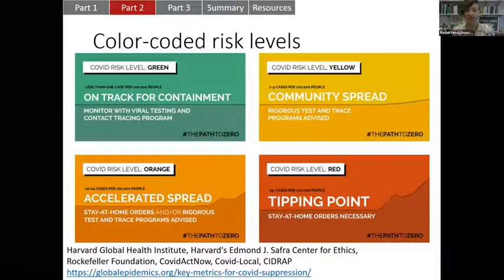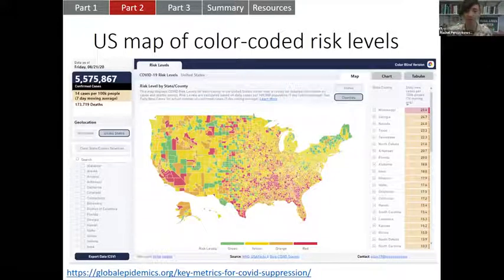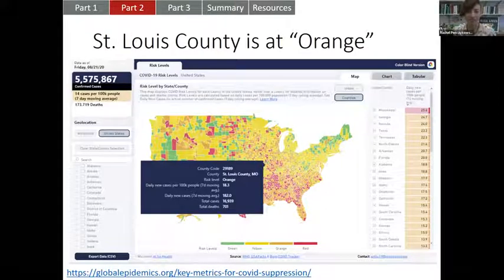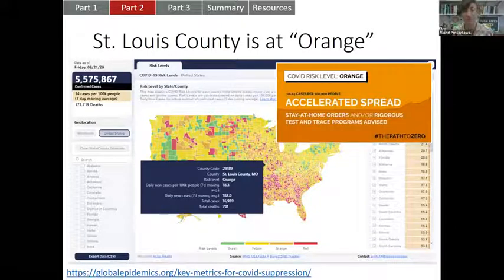And so this globalepidemics.org webpage dashboard has these really nice maps that are color-coded. This is the US map, but you can also look at the worldwide map, and you can look at the county level at what your risk is. And so as of last night, when I took this screenshot, St. Louis County, Missouri, we're at a level orange. So again, to remind you what that means, this is accelerated spread, where folks should be staying at home or there should be very rigorous test and trace programs in place.